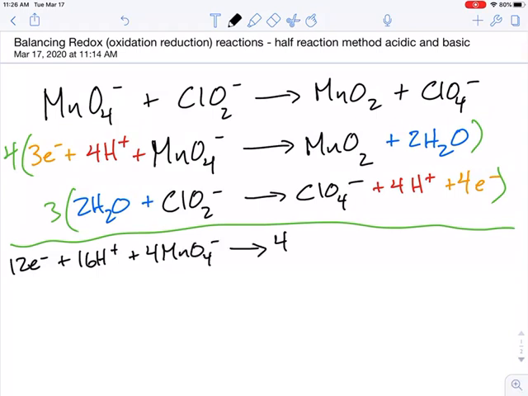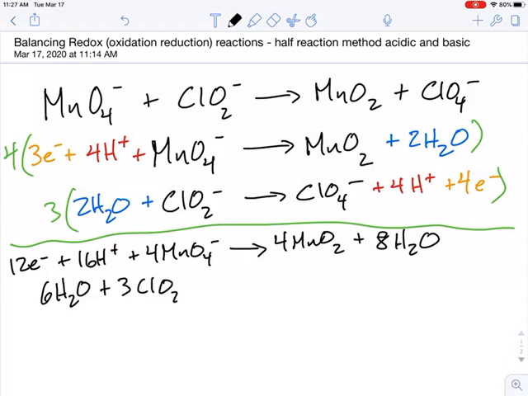I'm going to have 4 MnO2 plus 4 times 2 is 8 waters. Okay, that's my top equation with the 4 distributing. On the bottom equation is my 6 waters. I'd have my 3 ClO2 minus. I'd have my 3 ClO4 minus, my 12 H plus, and then I would have my 12 electrons.